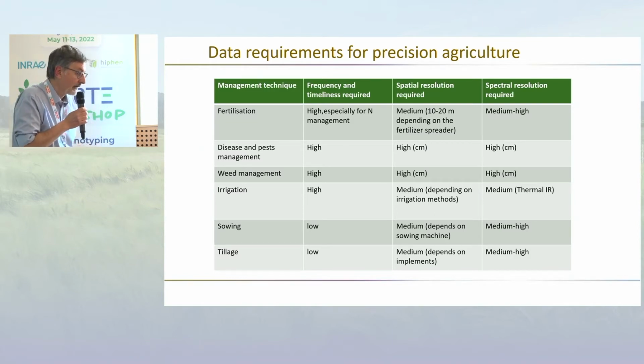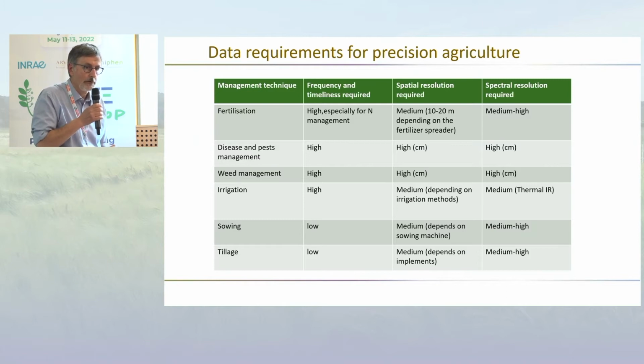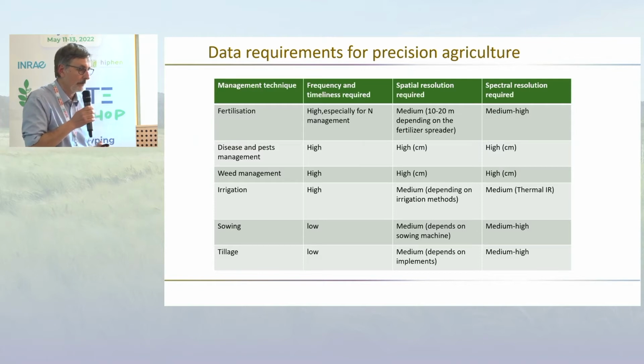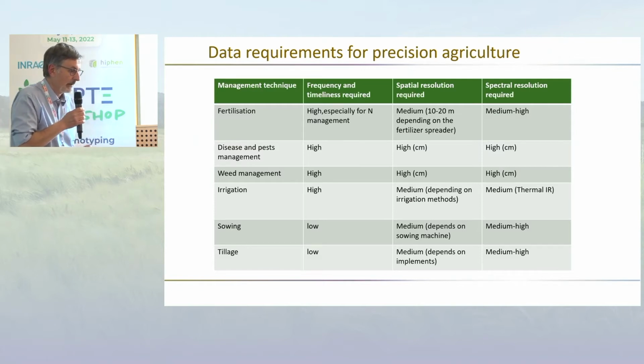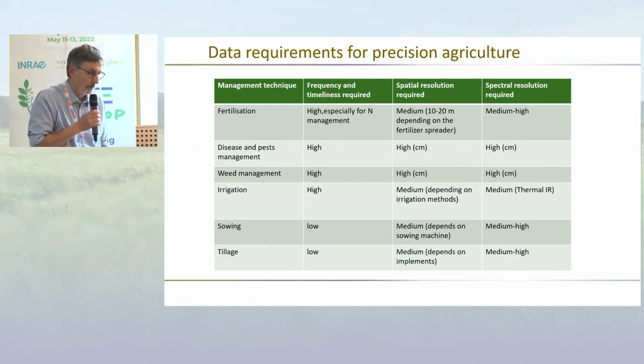Instead, for disease and pest management, you're talking about diseases and pests which affect small areas of the field, so you really need a very high resolution. Also the same for weed management. For irrigation, you need a high frequency, but maybe less high spatial resolution, and so on. Also for sowing and for tillage, you really don't need a very high spatial resolution, I would say.